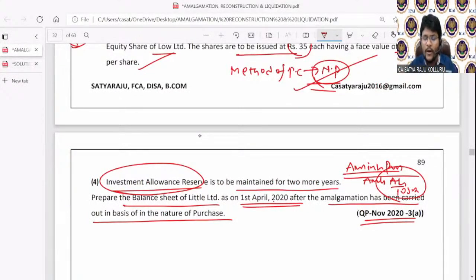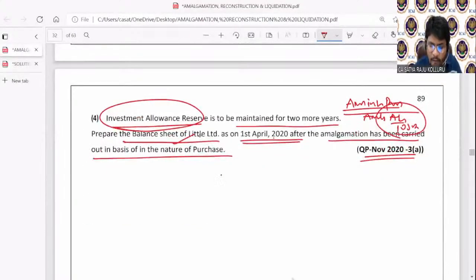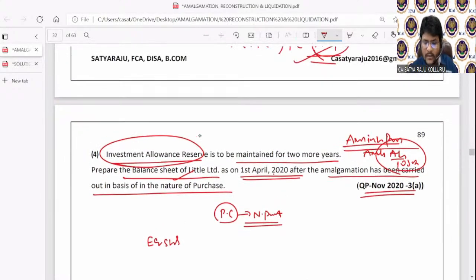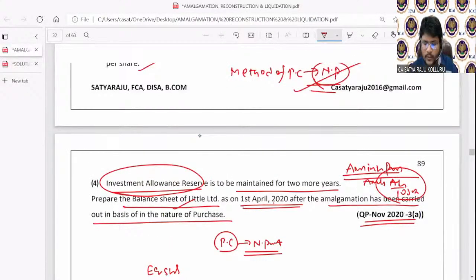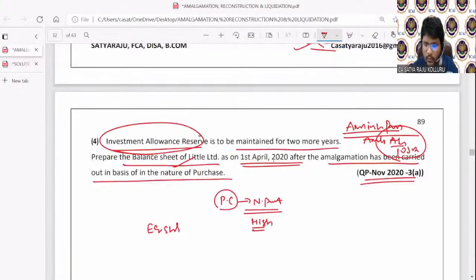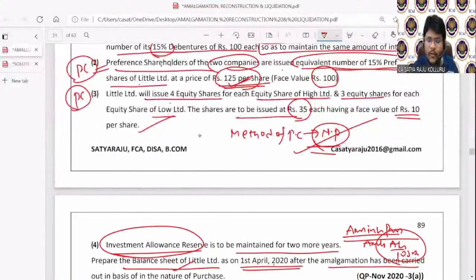I need to adopt the balance sheet. But before adopting the balance sheet, first can you please all of you calculate the purchase consideration under net payments method? Purchase consideration under net payments method. I mean to say, to equity shareholders how much we need to pay, guys? Here 2 companies are there. What are such company names? High, low. So to equity shareholders, it is clearly given that 4 equity shares for 1 equity share of High Limited.